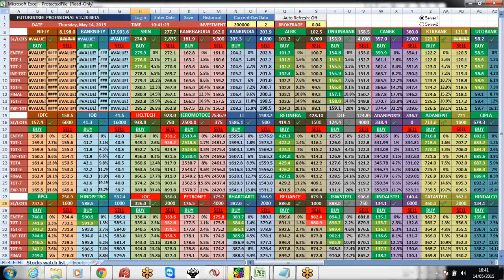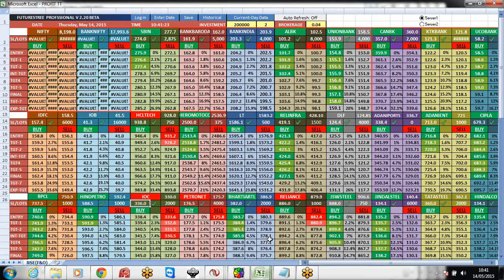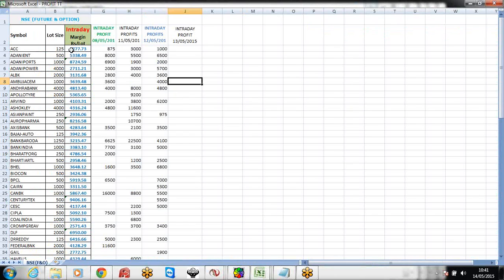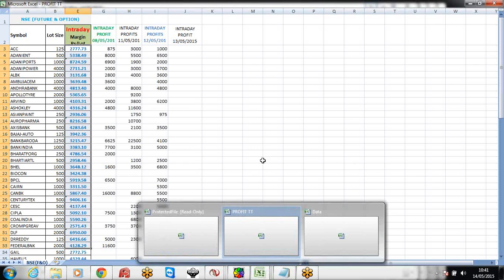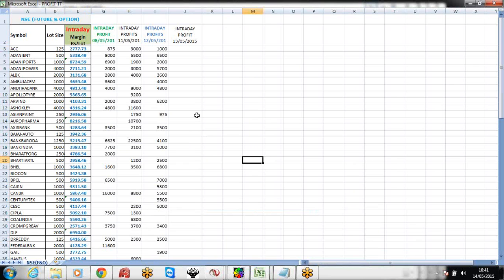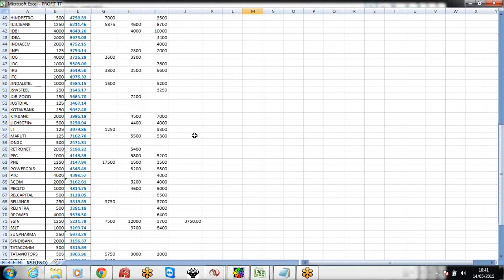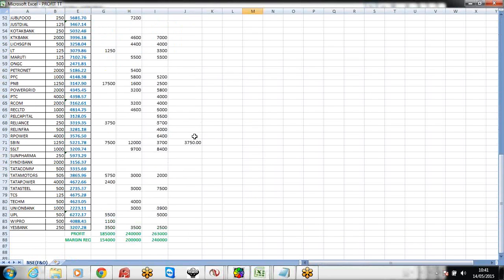And coming to the margin requirements, these are our margin requirements, intraday margins. In case you want to open an account, you can open an account with us.